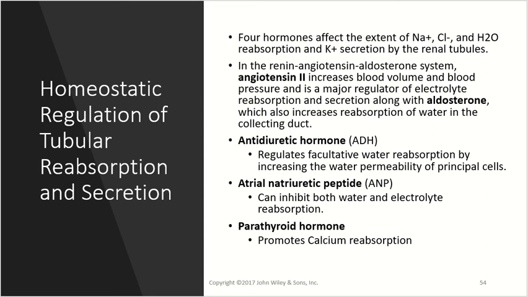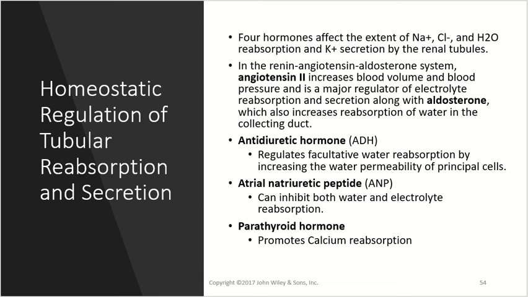And this angiotensin II is going to increase blood volume as well as blood pressure, and is going to be a major regulator in electrolyte reabsorption and secretion along with aldosterone. So these two are going to work together because they're all part of that renin, angiotensin, that RAA pathway that we talked about. So all this together is going to help to increase the reabsorption of water in those collecting ducts. All right, so our other three hormones are antidiuretic hormone, atrial natriuretic peptide, and parathyroid hormone.